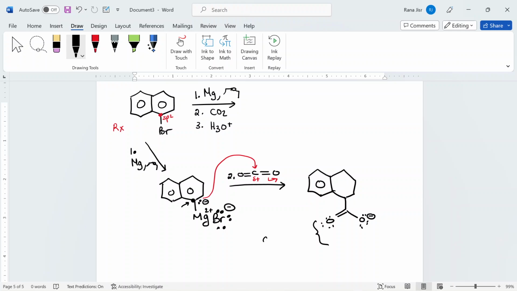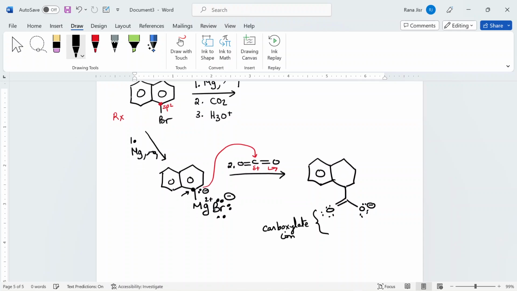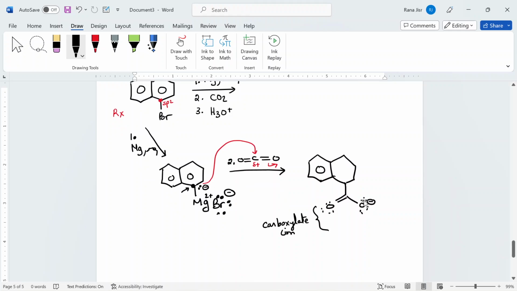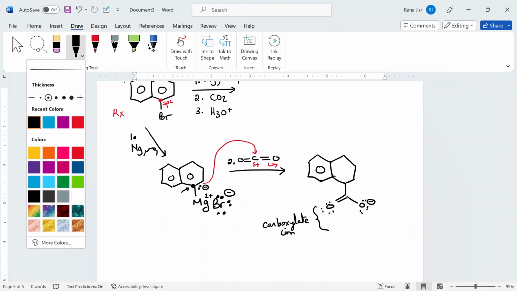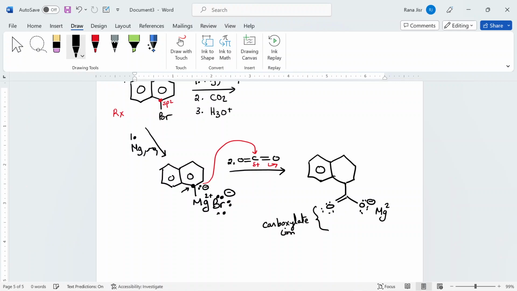So this guy here is called a carboxylate ion. And this is what I added in there. Now, this negative charge is going to be balanced by any positive in the solution. And what I have here is the Mg2 plus. Of course, I need to couple that with the bromine to be a total charge of 0. These two are 2 negative, and the magnesium is going to be 2 positive in there.